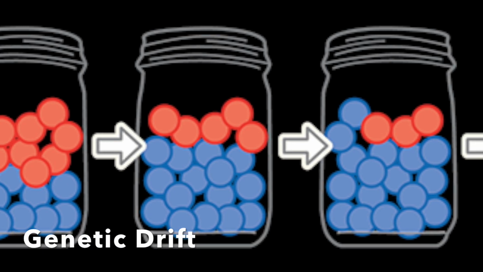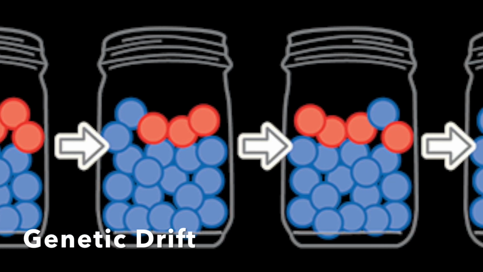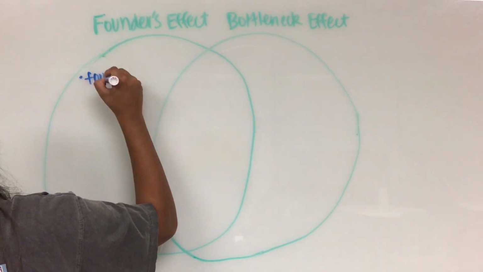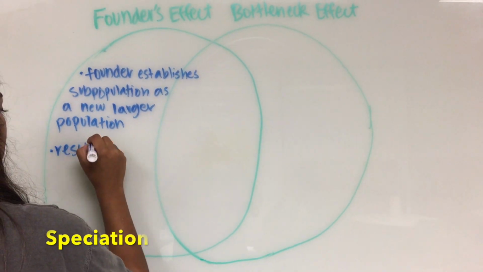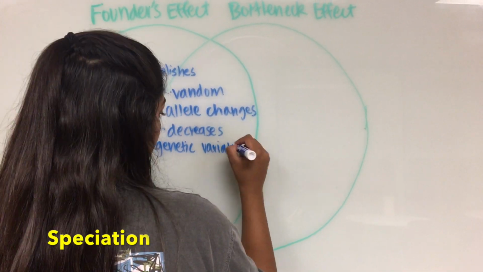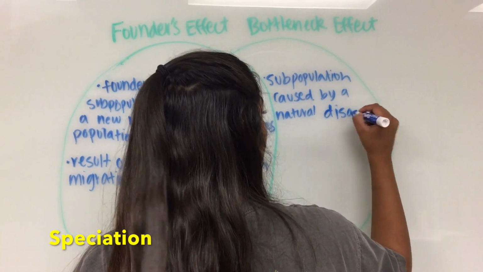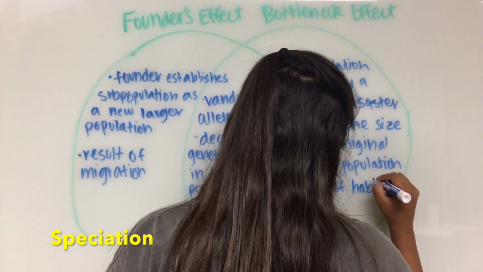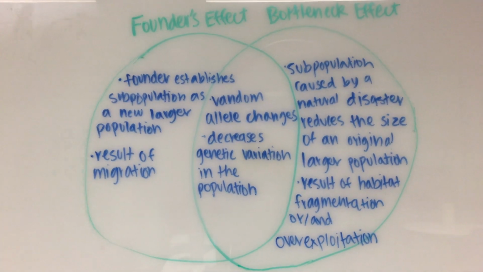Genetic drift occurs when the alleles that make it into the next generation in a population are a random sample of the alleles in a population in the current generation. Two examples of speciation are the founders and bottleneck effect. Both have random allele changes and decreased genetic variation in the population. The founders effect establishes a subpopulation as a new colony drawn from a larger population. The bottleneck effect is a subpopulation caused when a natural disaster reduces the size of an original larger population.